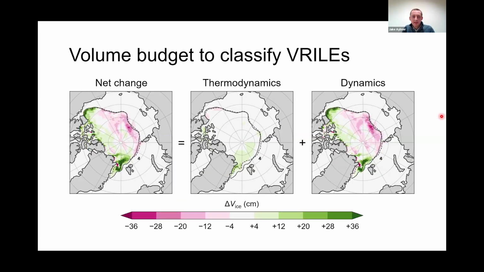So one thing that we can do with the model, which we can't do as easily with observations, at least not without being subject to lots of uncertainties, is that we can actually break down the changes in sea ice due to different processes. So for example, here I show this simple decomposition of the net change in sea ice due to thermodynamic processes and dynamic processes. As you can see, and perhaps not too surprising, in this particular event, most of the change in sea ice, at least in the area of the very rapid ice loss event, is driven by dynamics.